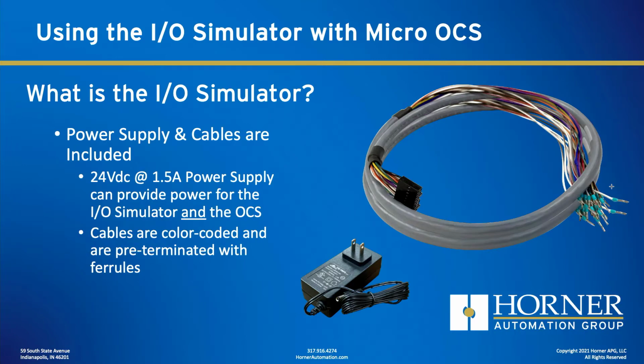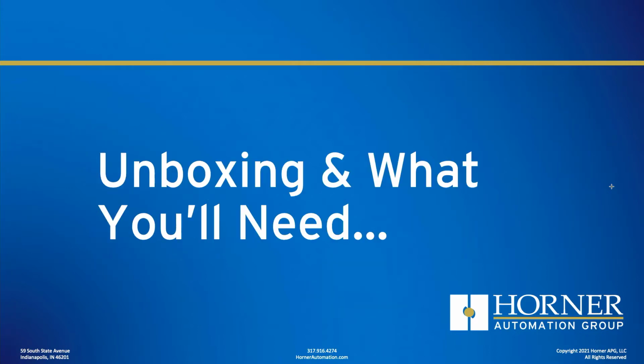All right, now included in the kit are a power supply, and it's a 24 volt, 1.5 amp power supply. That power supply is ample for providing power for the OCS as well as for the simulator itself. You also get 2 cables. One of them is marked output, but otherwise they're identical. The cables have color-coded wires, and all the wires are terminated with ferrules to make connections really easy. Next, let's go to unboxing, and let's see what you'll need from a tools standpoint.